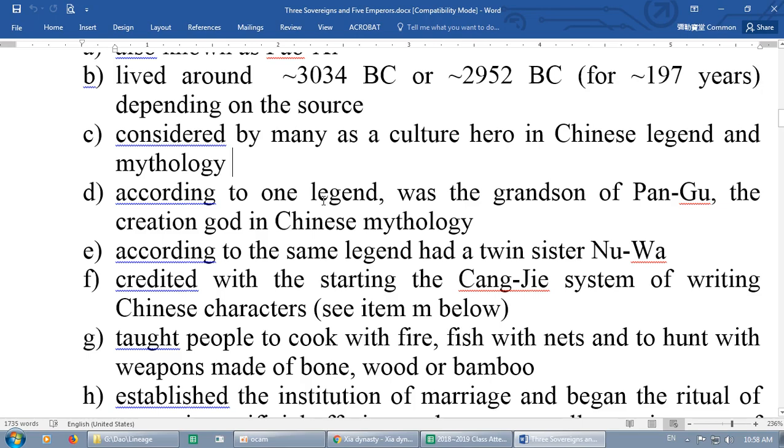Or even ancient India, the story of the famous Bhagavad Gita, which talks about ancient Hindu kings, godlike kings or whatever. So it's very similar. Those are all cultural heroes. So according to one legend, he was the grandson of Pangu.